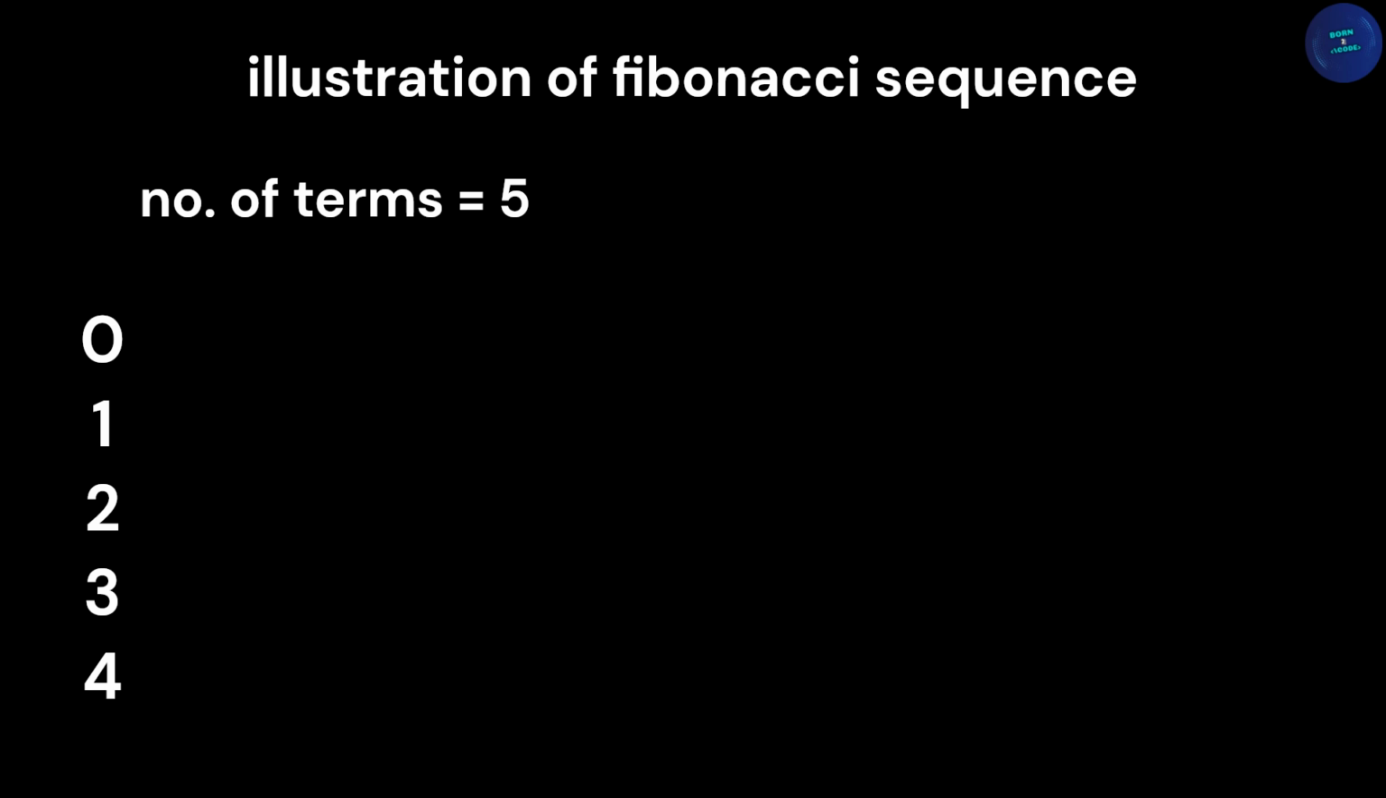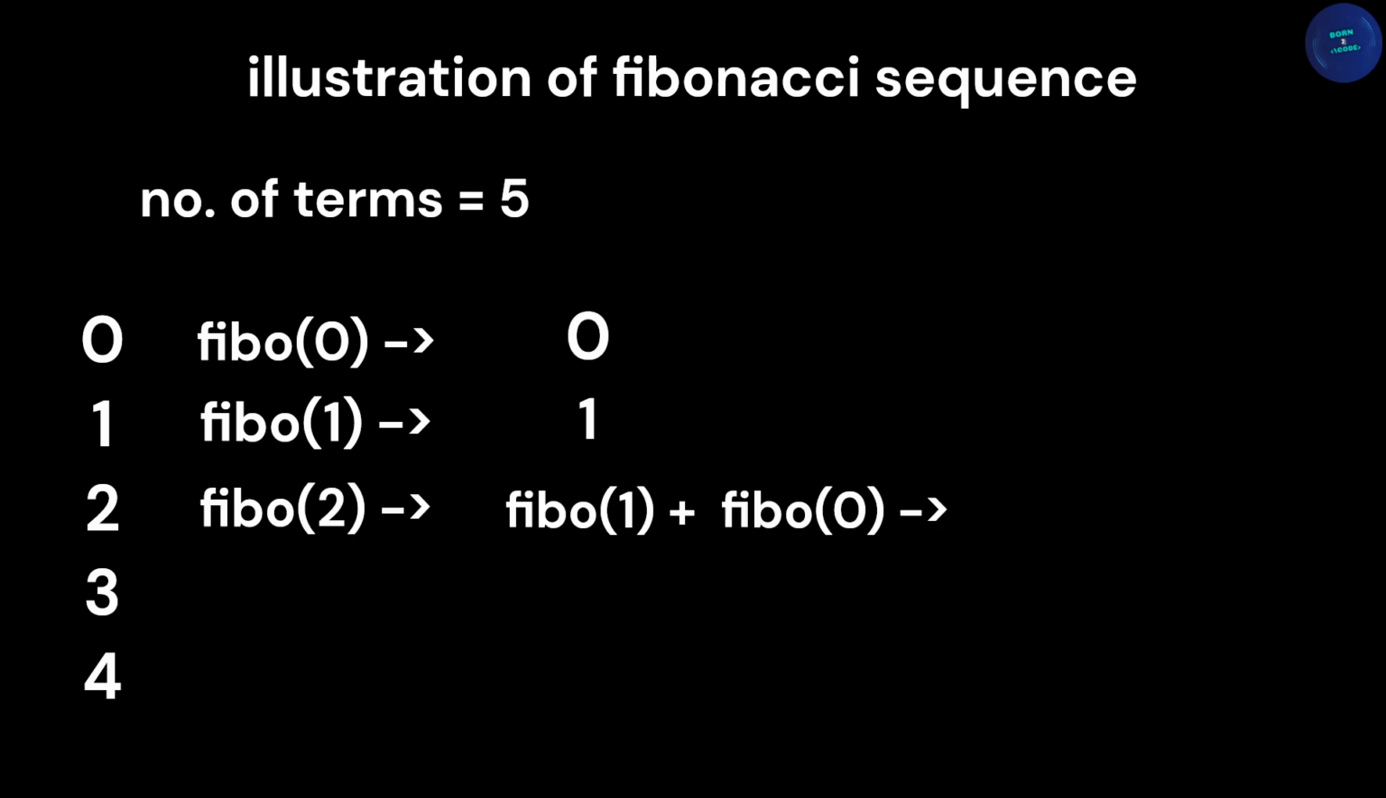Let's illustrate this with an example. Suppose the user inputs number of terms, 5. The loop will iterate 5 times, from 0 to 4. Here's what happens in each iteration. When Fibo(0) is called, it returns 0. So the output will be 0. When Fibo(1) is called, it returns 1. So the output will be 1. When Fibo(2) is called, it calls Fibo(1) and Fibo(0) recursively and returns their sum, 1. So the output will be 1.